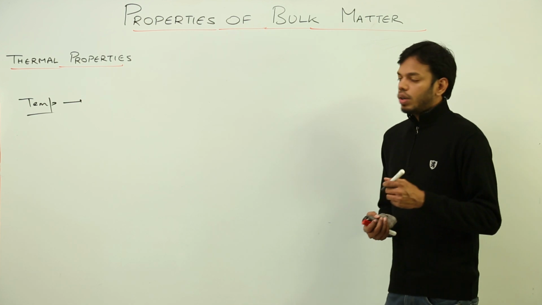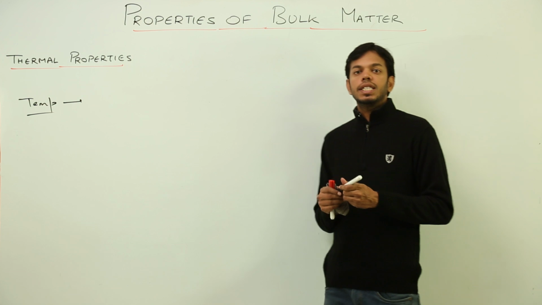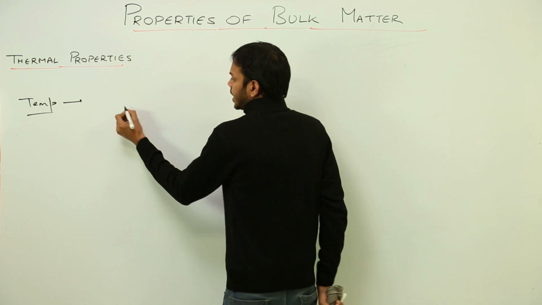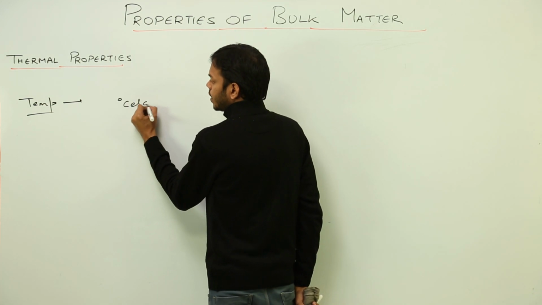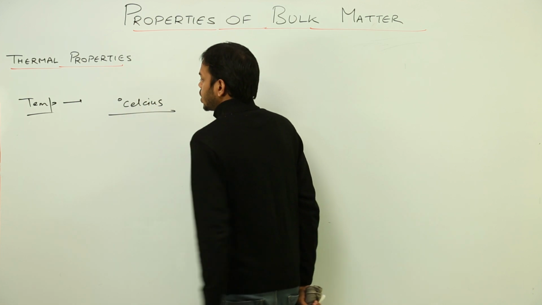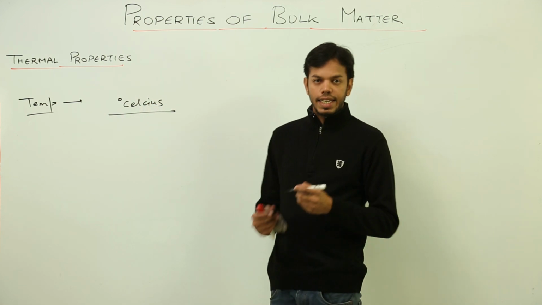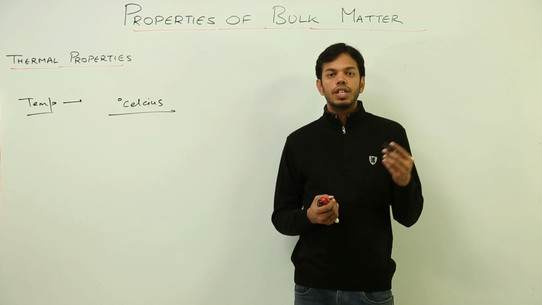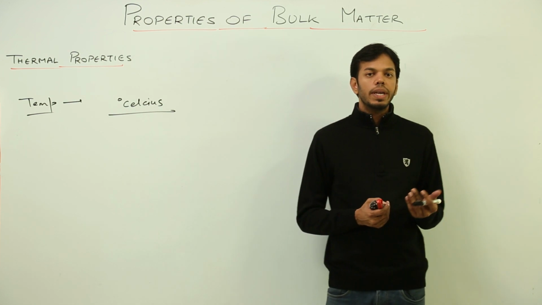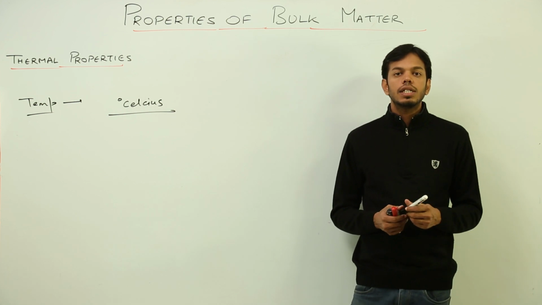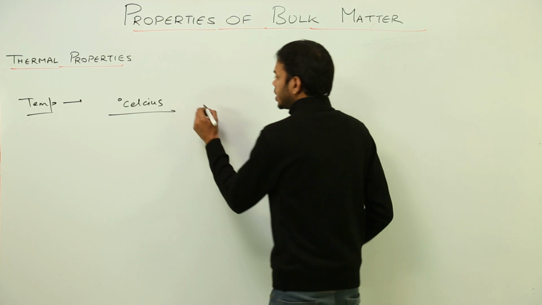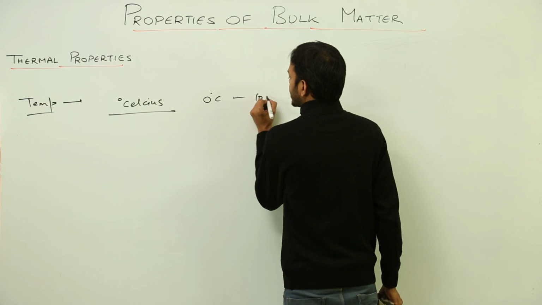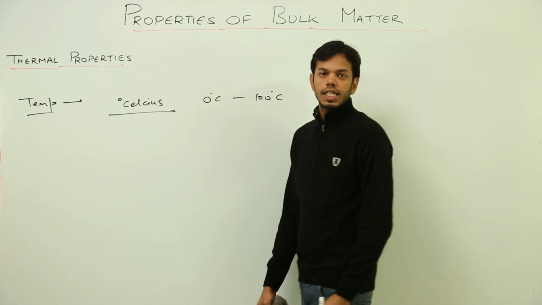Right? So the scale on which temperature is marked is basically in degree Celsius, right? That is the Celsius scale. So what is degree Celsius? Degree Celsius is a scale on which we get 0 degrees Celsius, that is the freezing point of water at which ice starts forming, and 100 degrees Celsius as the boiling point of water. So this is 0 degrees Celsius to 100 degrees Celsius, right? This is the basic form of degree Celsius.